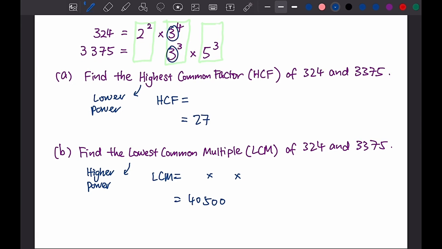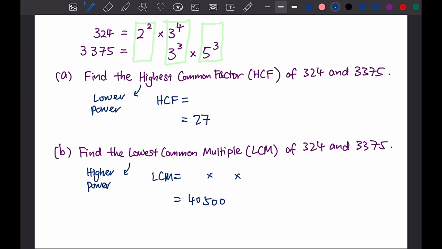Now I'll explain the concept behind this, but you can also see that I've written down that for highest common factor, we choose the one with the lower power, and for lowest common multiple, we choose the one with the higher power. Now this appears to be opposite and sort of counterintuitive, so let's try to understand this.